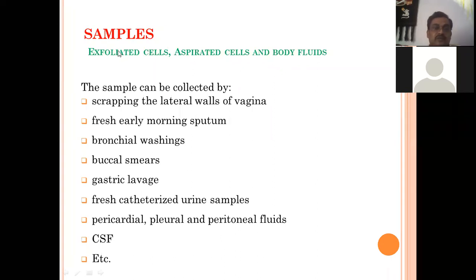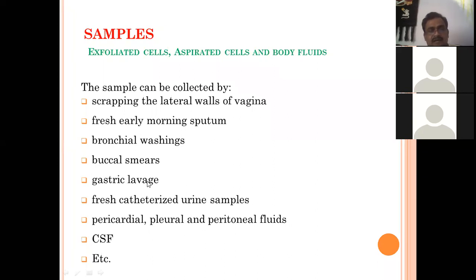You know these exfoliated cells. What are aspirated cells? They are collected by some interventional method, using a needle, by some clinical procedure. When you collect cells this way, they are called aspirated cells. The other is body fluids like peritoneal fluid, CSF, pleural fluids. So basically your samples are of these three types. The samples can be collected by scraping, as sputum, by washing, by lavage, or by catheterization. Accordingly, it can be different fluids, it can be CSF, and many more. This type of samples can be collected.